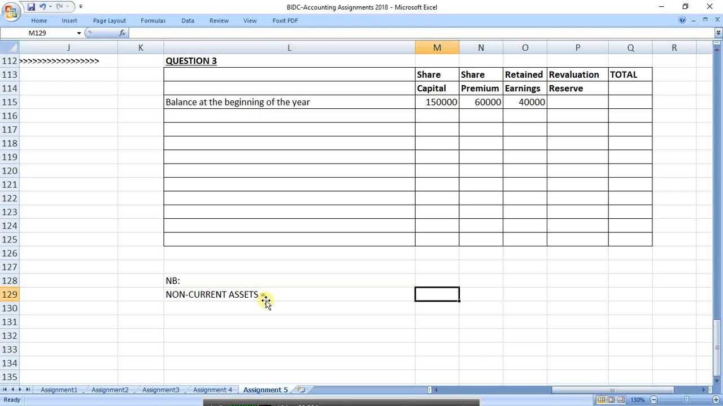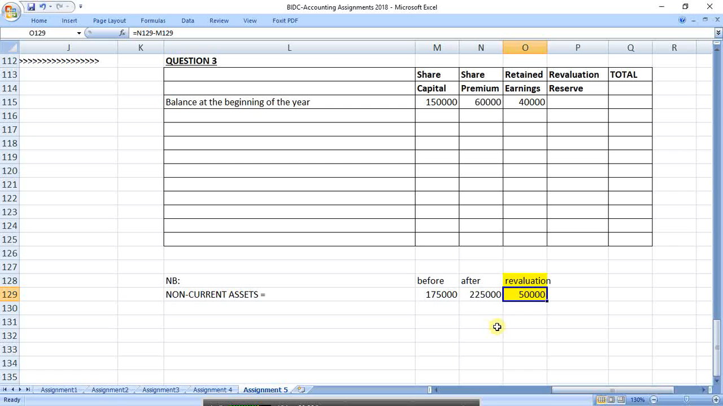Okay, so before, after. Okay, what was it before? 175,000. And after? 225. Okay, so the difference is going to be the revaluation. Okay, this minus that. 50,000 revaluation.